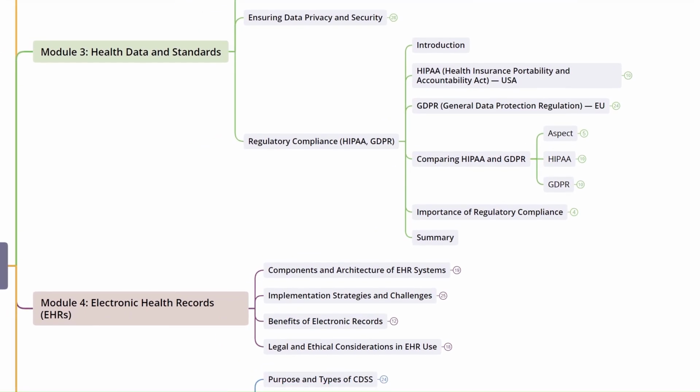In summary, HIPAA and GDPR provide vital frameworks to safeguard health information, guiding organizations in implementing policies, procedures, and technical measures to ensure lawful, fair, and secure data processing while respecting patients' rights.